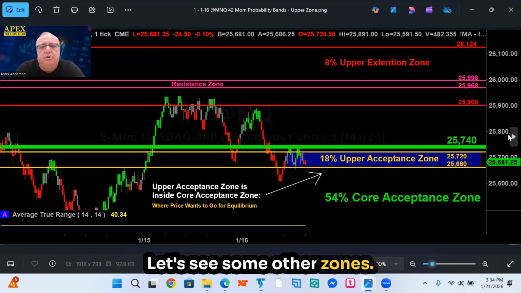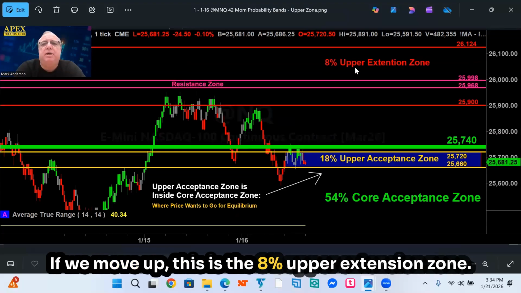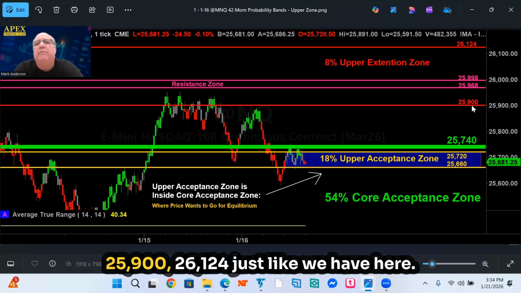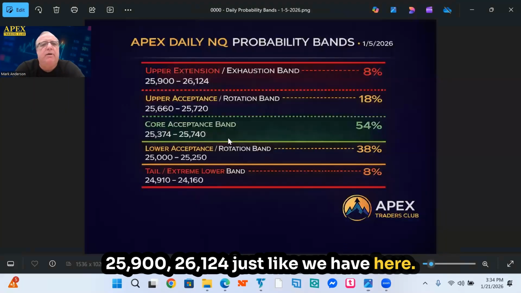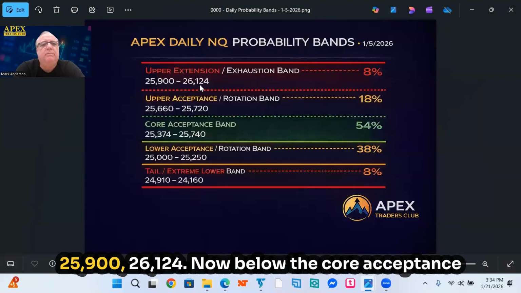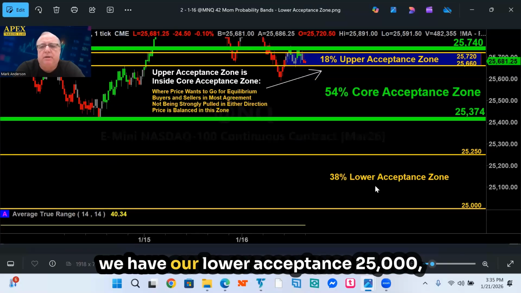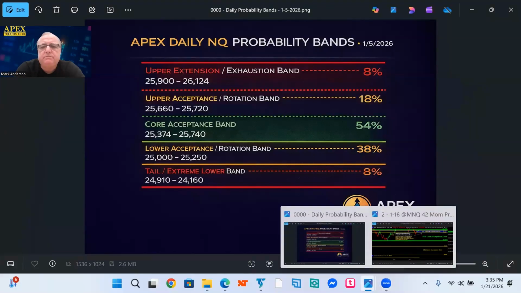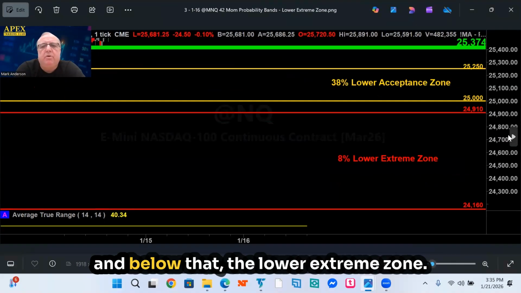Let's see some other zones. If we move up, this is the 8% upper extension zone. These are those same numbers at the top, 25,900, 26,124, just like we have here. Now below the core acceptance, we have our lower acceptance, 25,250, which is right here. And below that, the lower extreme zone.